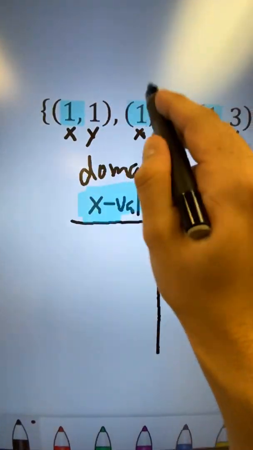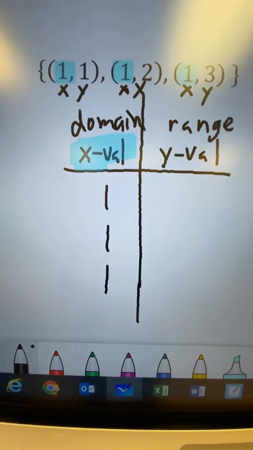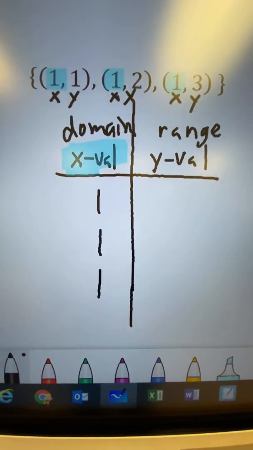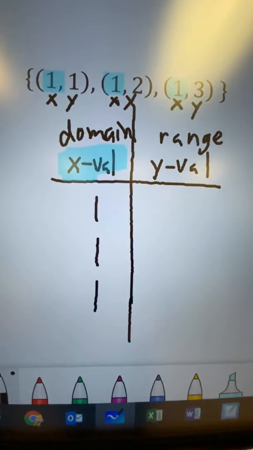The X values are 1, 1, and 1. And notice for tables, we do write out if we have repeats because we're going to identify all the ordered pairs. We're going to represent each input and output in here. So we do write out repeats if we have repeats.